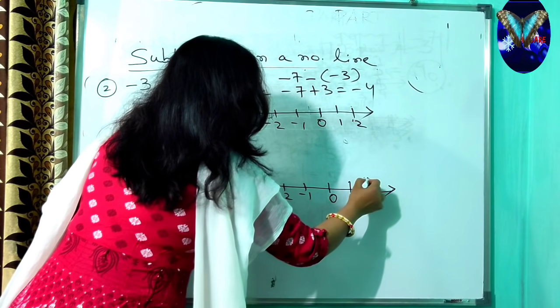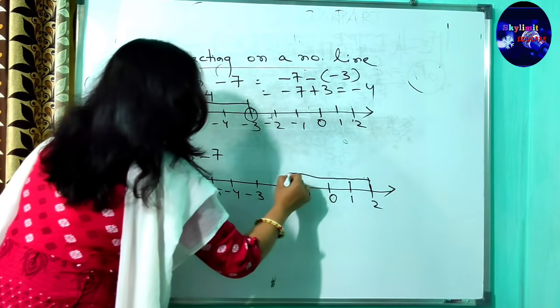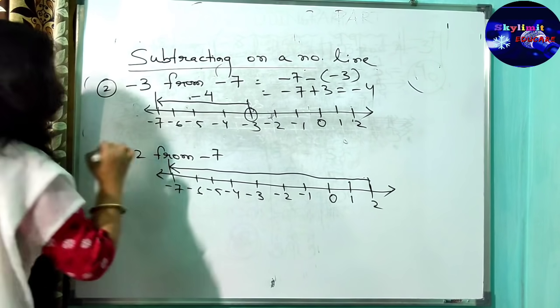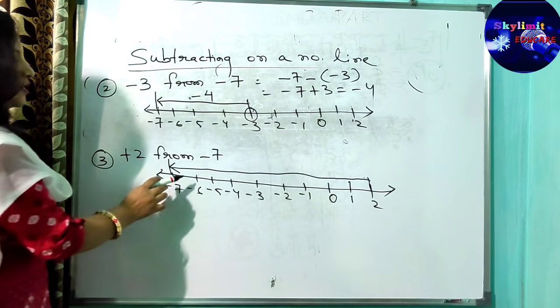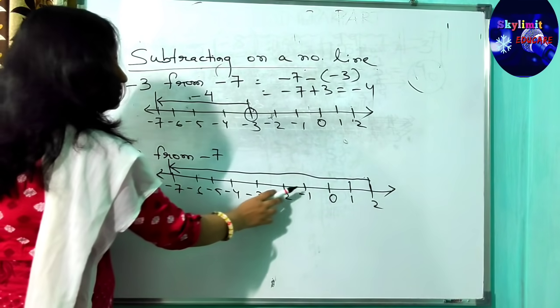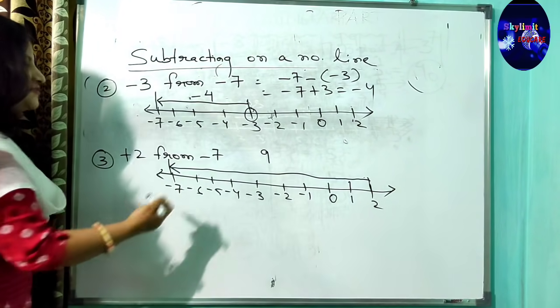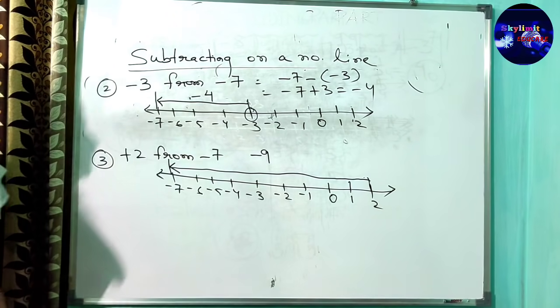So 2 is here. I'll just move it towards minus 7. How many steps? 1, 2, 3, 4, 5, 6, 7, 8, 9. 9 steps towards the left is minus 9.